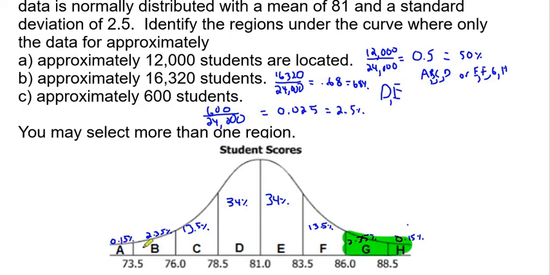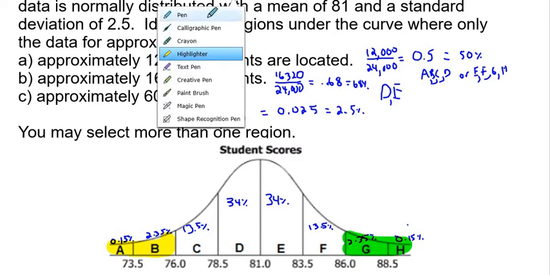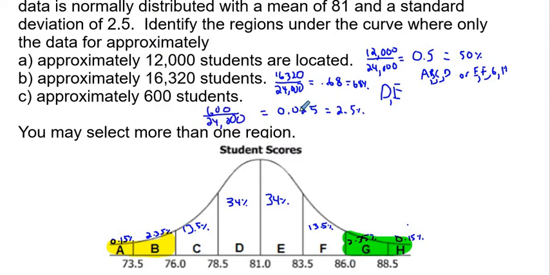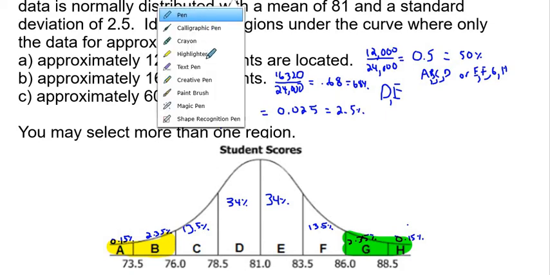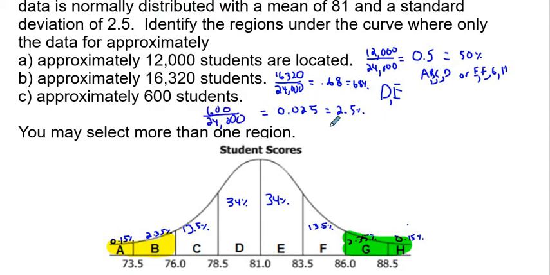But this over here, you remember we have two regions that add up to the same amount. Those values, if you add them up, come out to this value. So this one has two answers again. And the reason I say that is if you're taking an adaptive test that allows you to select, you can select either of these answers and it will mark it correct. So that's the first empirical rule problem we've seen.